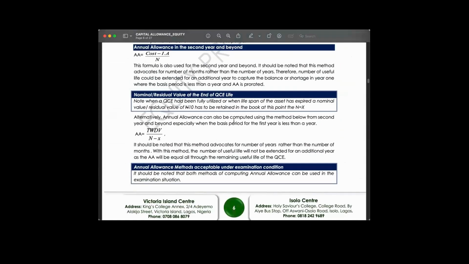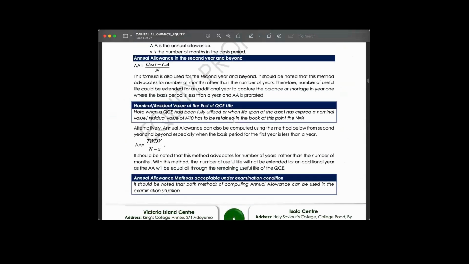Now, before we continue, it is important that we know that you cannot completely write off an asset in your books. You must retain something. And what you are retaining is 10 naira.